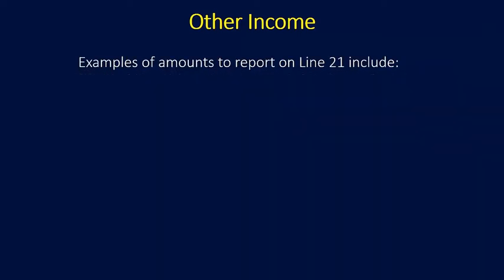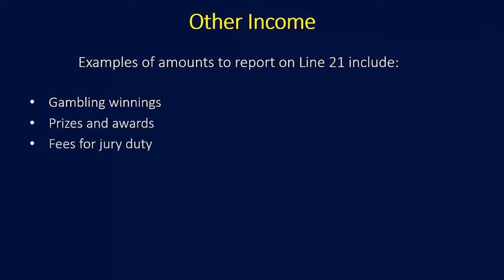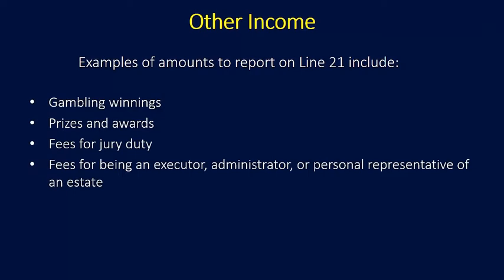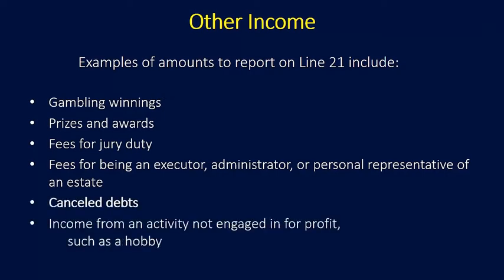Some examples of amounts that we would want to report on line 21, other income, include gambling winnings, prizes and awards, fees for jury duty, fees for being an executor, administrator, or personal representative of an estate, canceled debts, and income from an activity not engaged in for profit, such as a hobby.